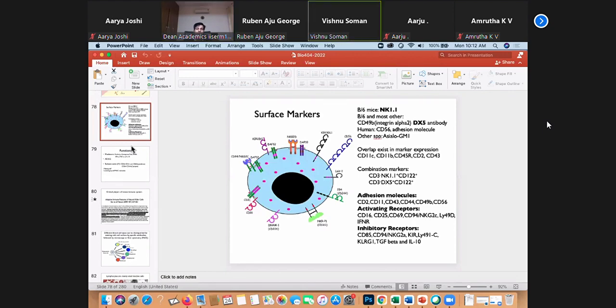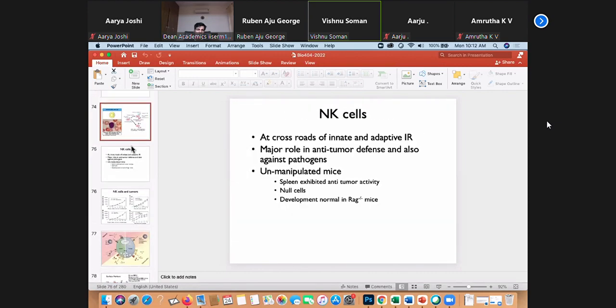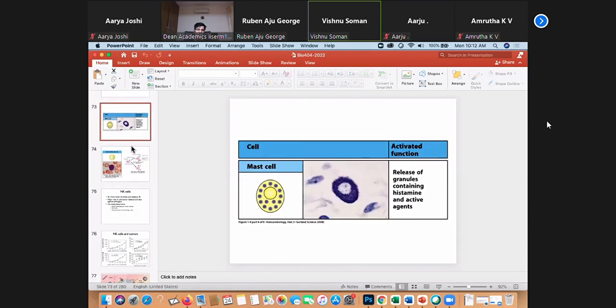Sir, I have a question regarding the mast cells and eosinophils. You told us that eosinophils and mast cells both have the function of responding to allergic reactions. Could you explain the difference in their roles? See, eosinophils are predominantly involved in allergic reactions, but of a particular type. These are basically parasitic-induced allergic responses.